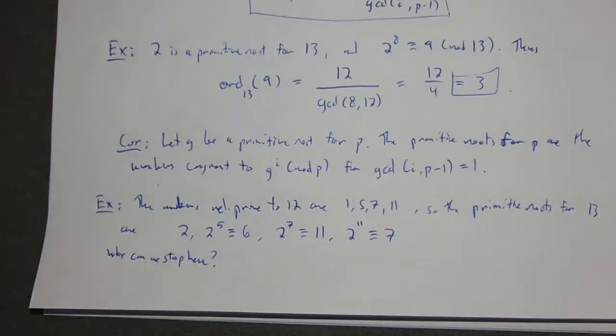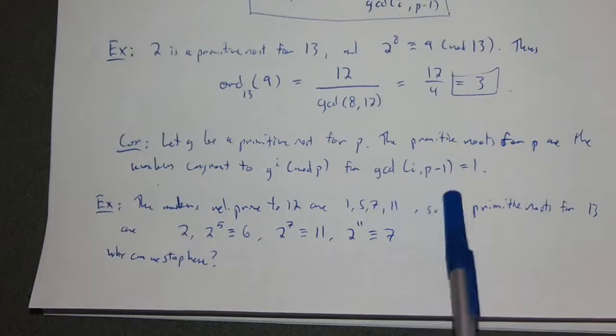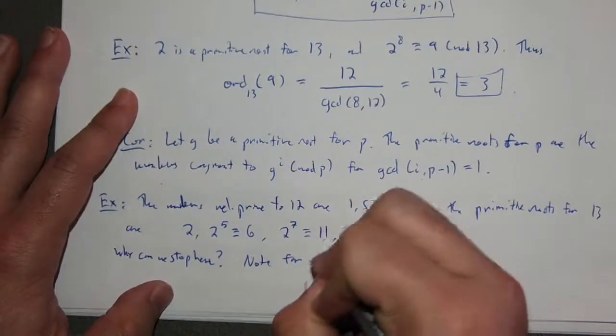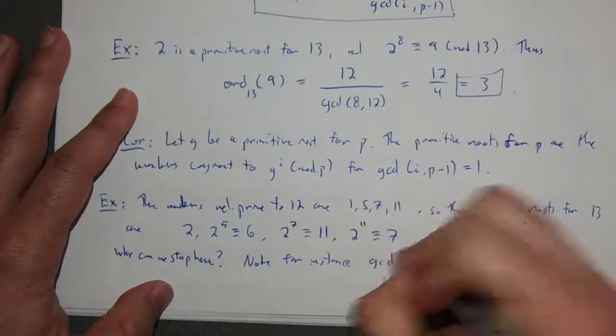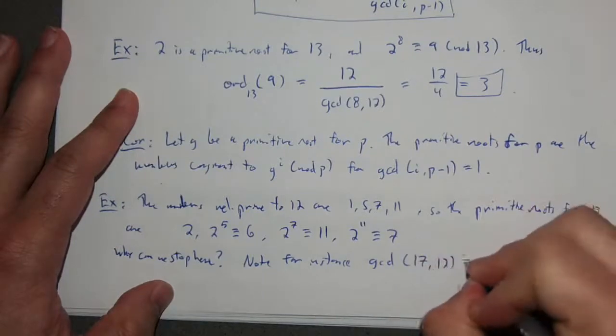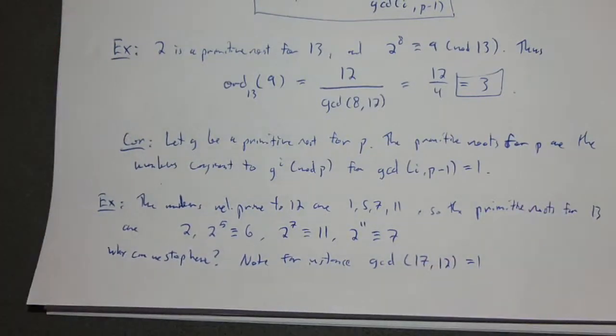And you might say, wait, I said that it can only go up to 11, but look carefully at what this corollary says. It just says i is some integer, so I could be bigger than p minus 1, right? Note, for instance, that the GCD of, say, 17 and 12 is 1. So this gives us another possibility, okay?